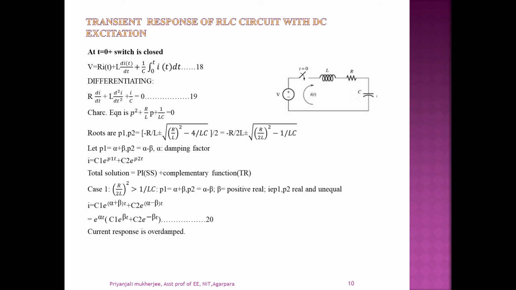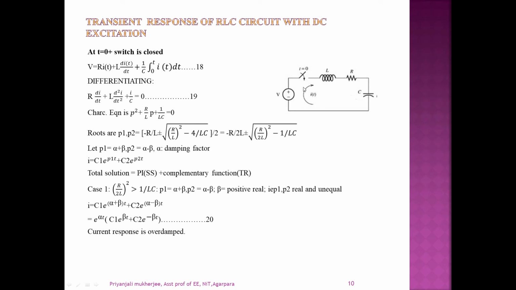Next, both the inductor and capacitor are connected in series with this resistance, and the whole is connected to the supply voltage, and the switch is again closed at T equal to 0. If we apply KVL, then the equation becomes V equal to R I plus L dI/dt plus 1 by C integral of I dt.